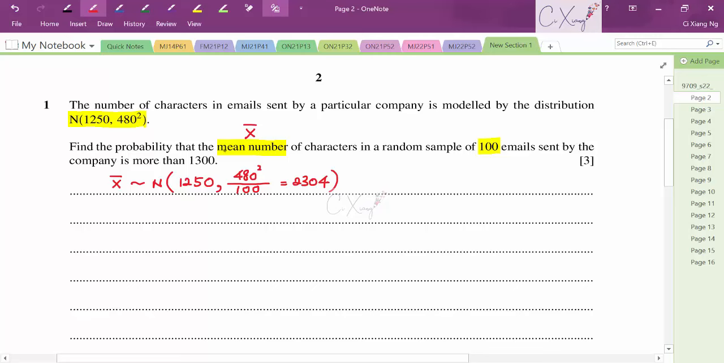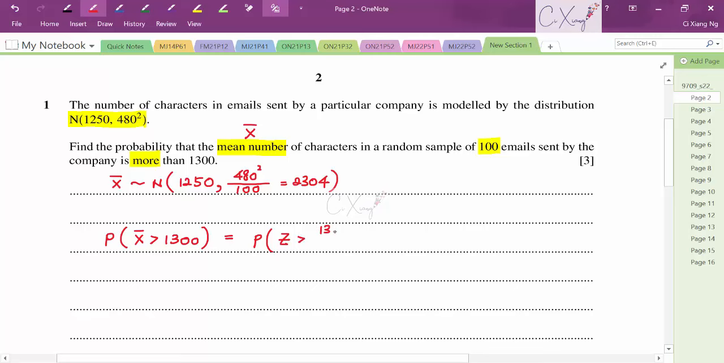Okay, and now we want to find out the probability. So find out the probability that the mean number, which is the sample mean, is more than, so the keyword here is more than 1,300. So it will be more than 1,300. All right, so from what we wrote just now, we already know that the sampling distribution is normally distributed. Therefore, we have to change it to Z to find out the probability. All right, so we have to standardize it.